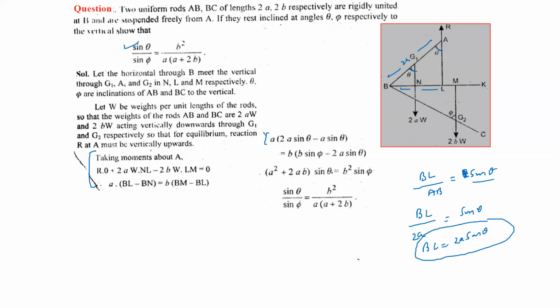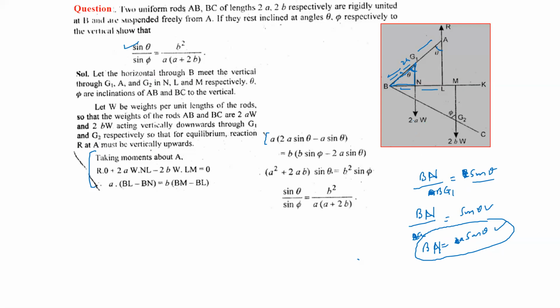Now again, sin theta can also be calculated from this small triangle, because G1 is the midpoint, so this length is A. That means BN upon BG1 is equal to sin theta, and BG1 is A. Therefore, the value of BN is A sin theta. So in whichever way the value of sin theta is possible, we can find it from both triangles.